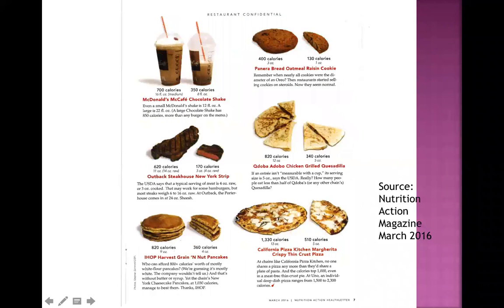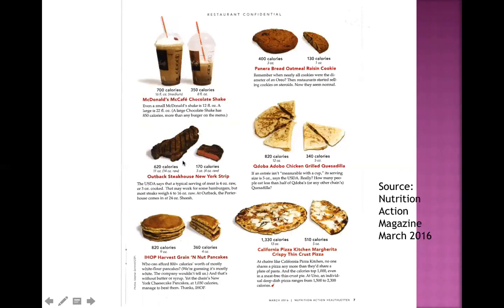It's just insane. This is looking at McDonald's, their McCafe chocolate shake. Maybe you stop at McDonald's and think, oh, I'm getting a coffee drink. What's the big deal? This one pictured has 700 calories. If you get the large one, 850 calories. That's more than what people should sometimes be eating in 2 meals.